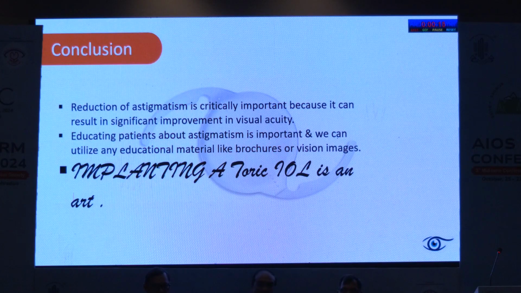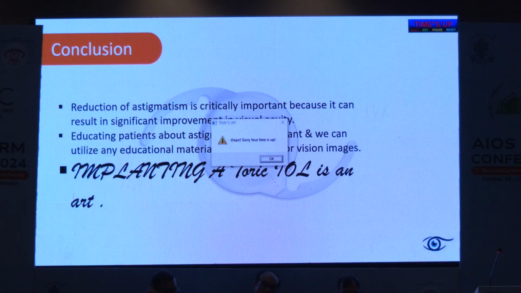So the take-home message would be that reduction in astigmatism is critically important because it can result in significant improvement in visual acuity. But educating patients with astigmatism is important. My talk is on patient selection. So we have to utilize some patient educational material like brochures or vision images. And lastly, implanting a toric IOL is an art, and we surgeons are the artists. Thank you for the patient hearing.